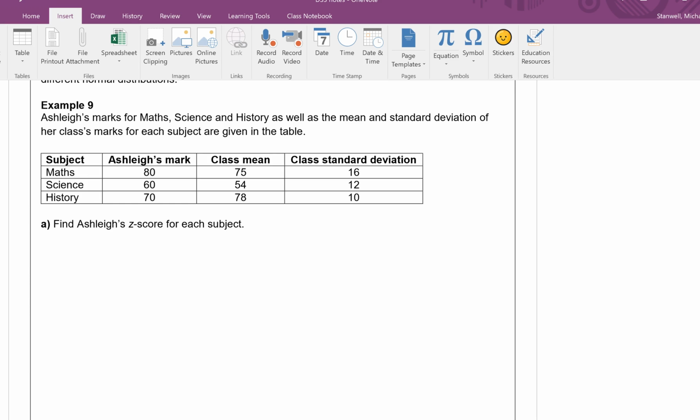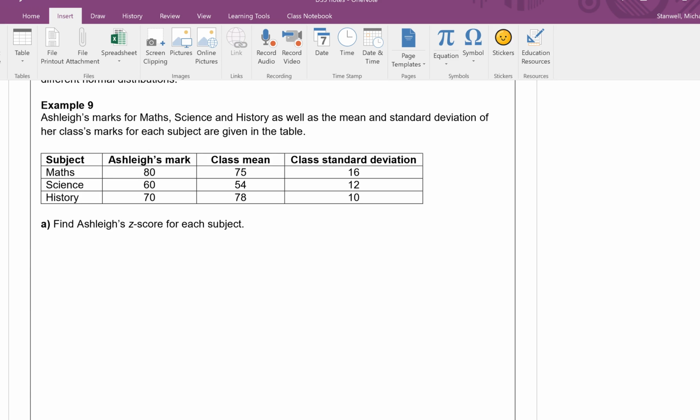So, we talked about Z-scores in the last video, in the last lesson. We looked at how to calculate them. It's the difference between your score and the mean divided by the size of the standard deviation. Okay, really a Z-score is how many standard deviations above or below the mean any particular score is. Okay, and it's good for comparing different things.